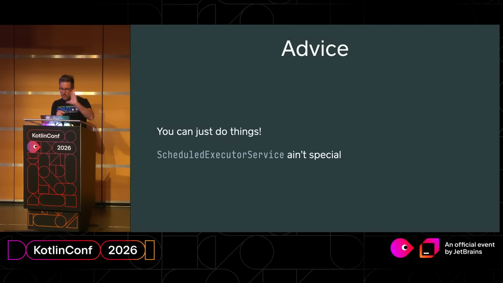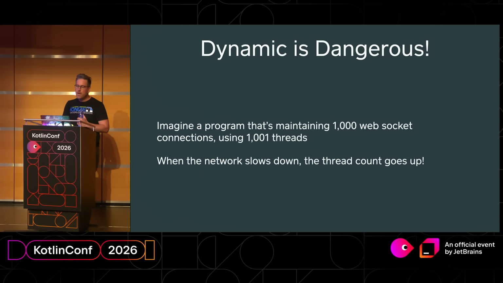My advice for this first item is just that you can do things. Like if you don't like what the Java built-in scheduled executor service is, or some built-in Kotlin API, you can just write your own. Almost none of the interesting stuff in the standard library is using some magical platform feature that you can't get access to. You can do your own cool things.